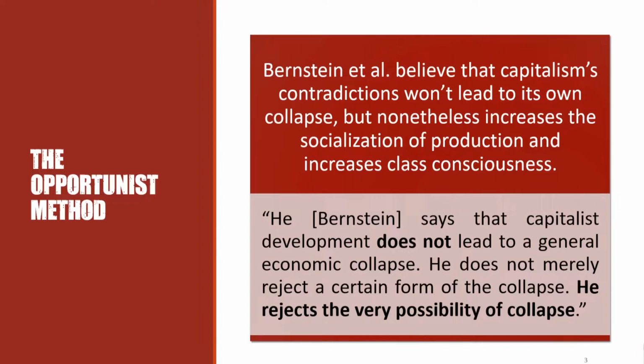The quote where she summarizes this really quickly is, he says that capitalist development does not lead to a general economic collapse. He does not merely reject a certain form of the collapse, he rejects the very possibility of collapse. So what Bernstein's going to lay out from the opportunist point of view is that capitalism is more than capable of either attenuating or overcoming its own internal contradictions, and that this will not lead to any sort of collapse.